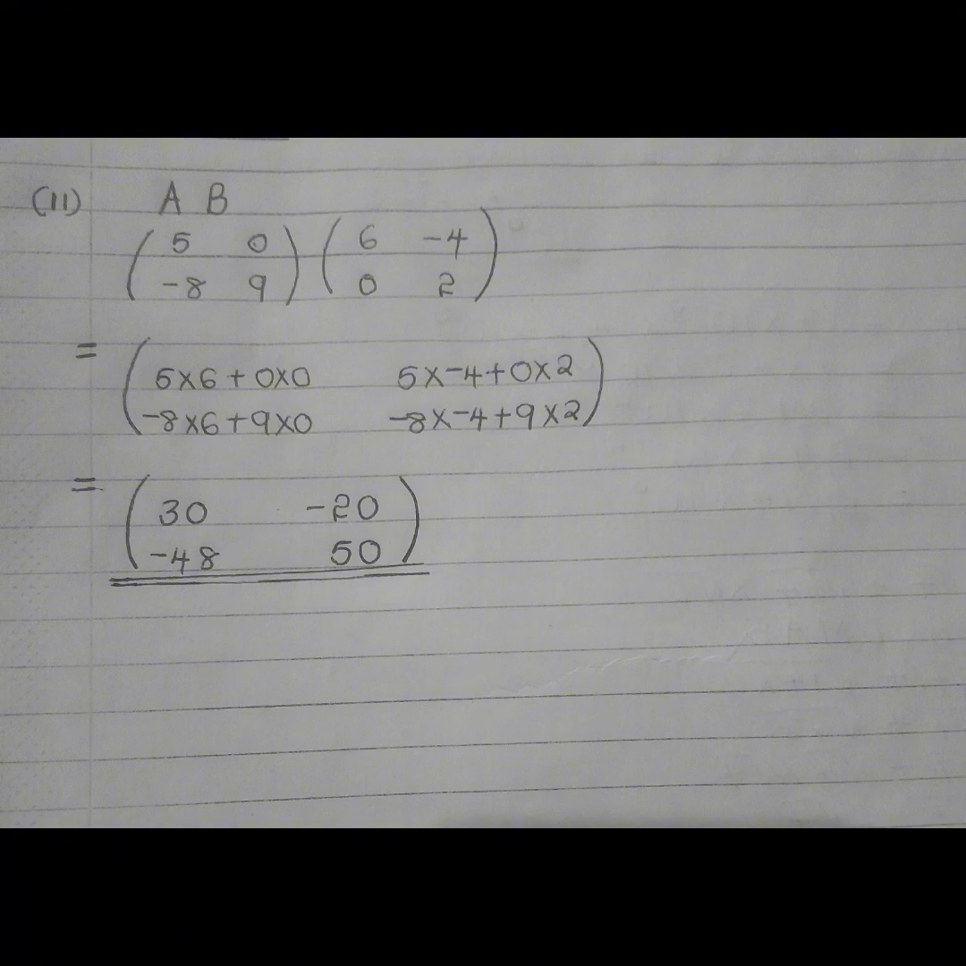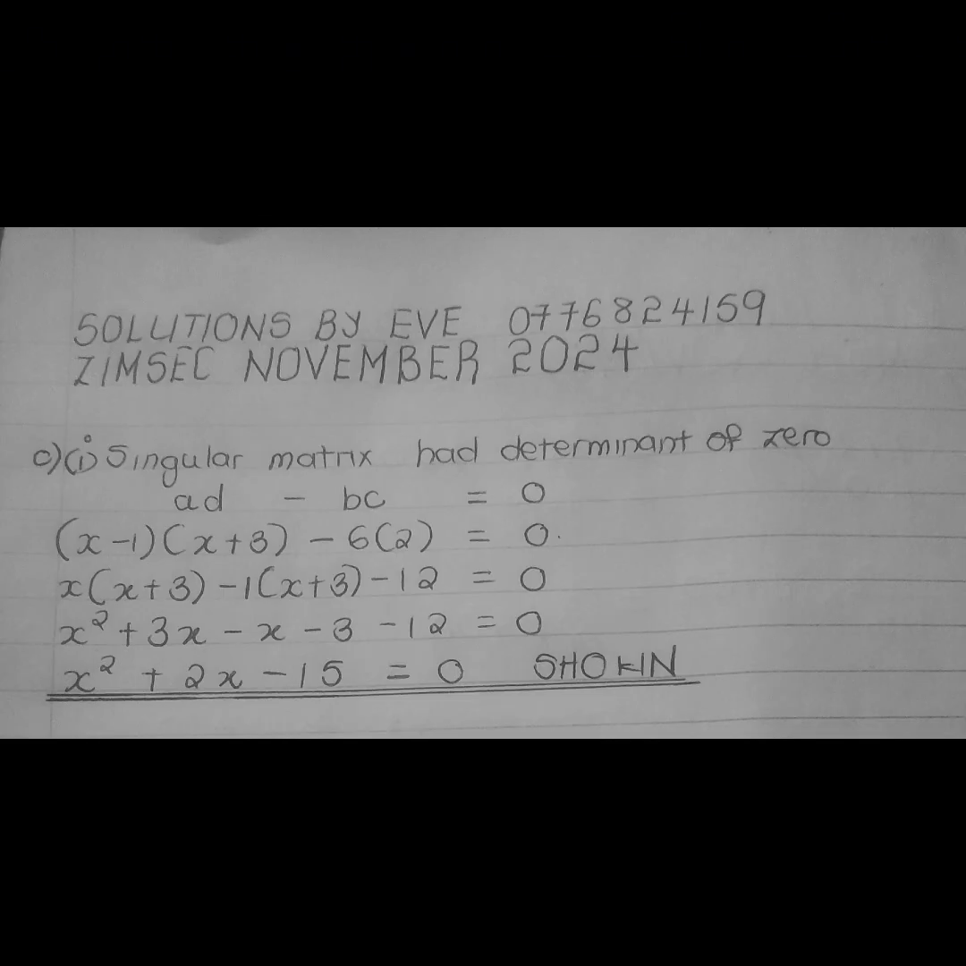And then next we want to move on to C part 1. It was saying the matrix x minus 1, 2, 6, x plus 3 is singular. So you need to know that a singular matrix has got a determinant of 0. So we say AD minus BC is equal to 0. So x minus 1 times x plus 3 minus 6 times 2 is equal to 0.